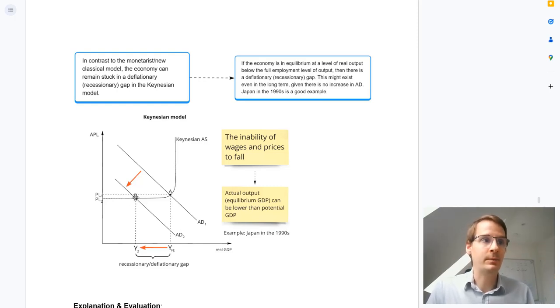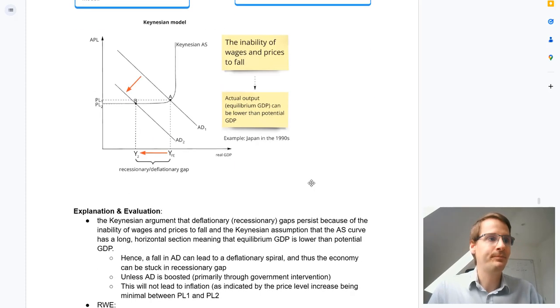That's why the average price level stays pretty much the same as before, but GDP falls a lot and we might get stuck there. There could also be somewhat of a deflationary pressure as well, as you can see from this diagram, and that's exactly what happened to Japan in the 1990s. They really got stuck there, and the only way out of here is to boost aggregate demand back up.